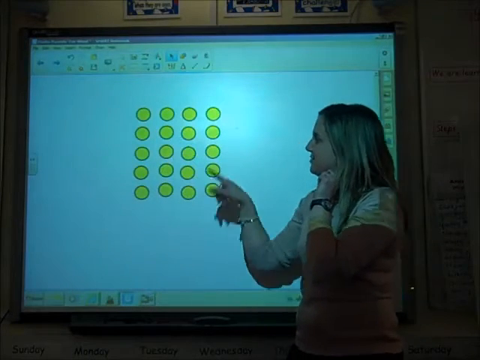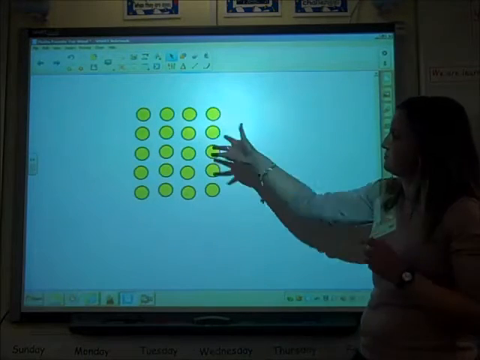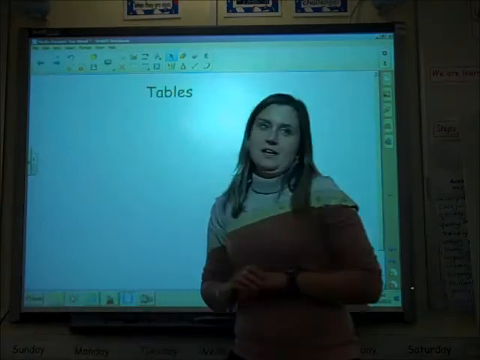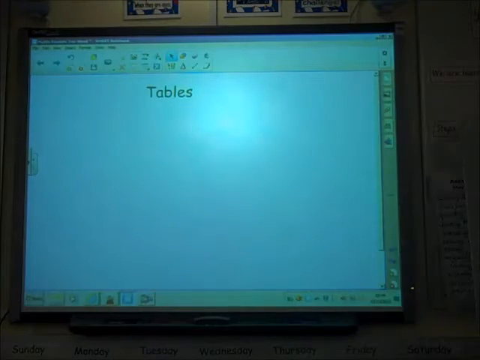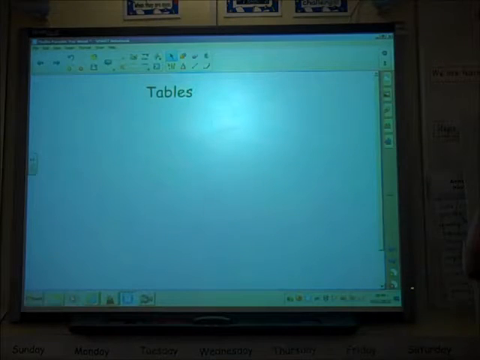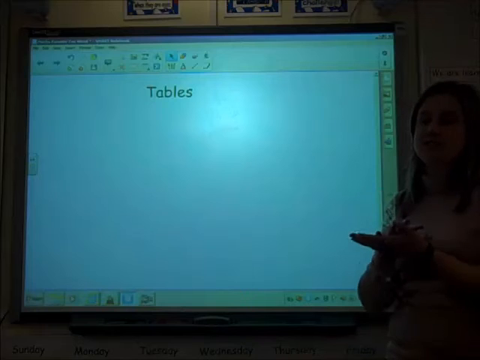So here we've got our 4 times table, or it could be our 5 times table as well. Tables. We don't really start talking about tables until children really, really have that image of an array in their head. They understand it, what it is.